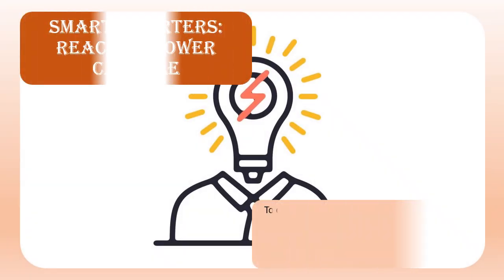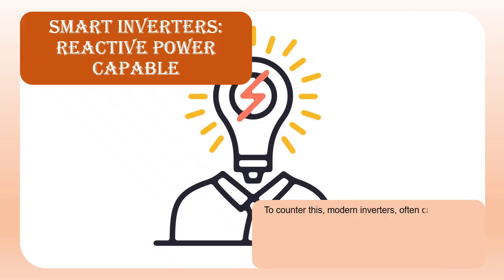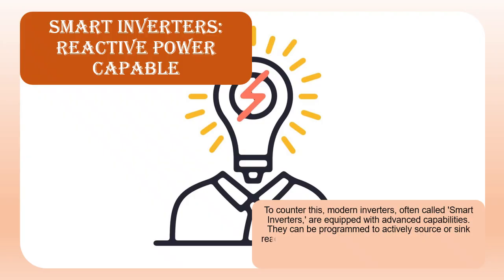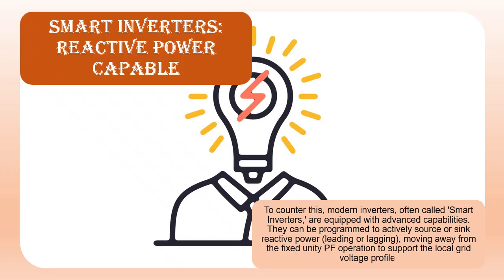Smart inverters, reactive power capable. To counter this, modern inverters, often called smart inverters, are equipped with advanced capabilities. They can be programmed to actively source or sink reactive power, leading or lagging, moving away from the fixed unity PF operation to support the local grid voltage profile.